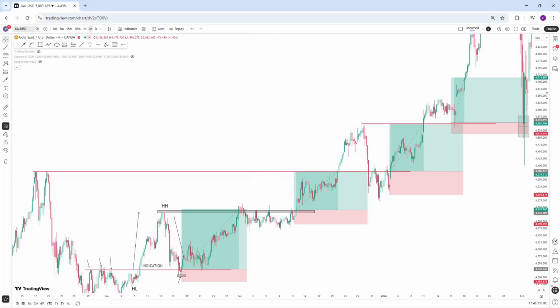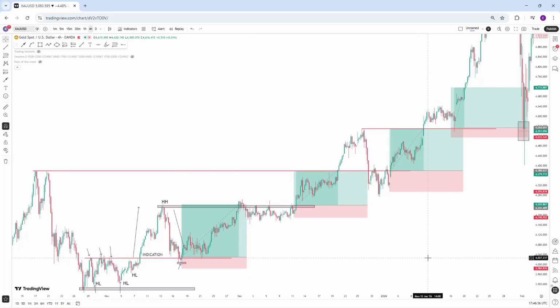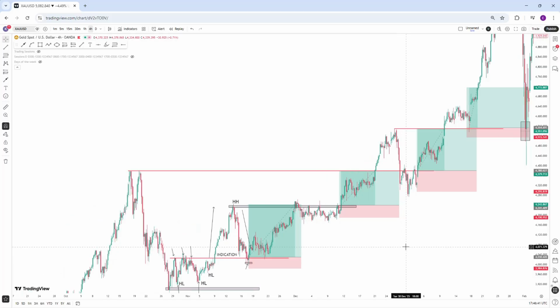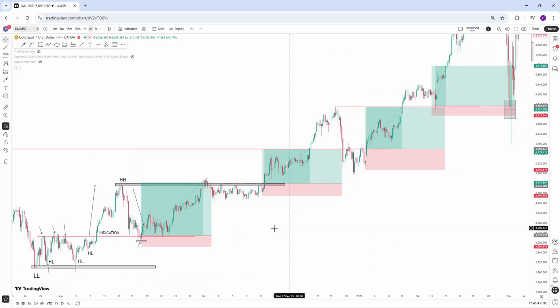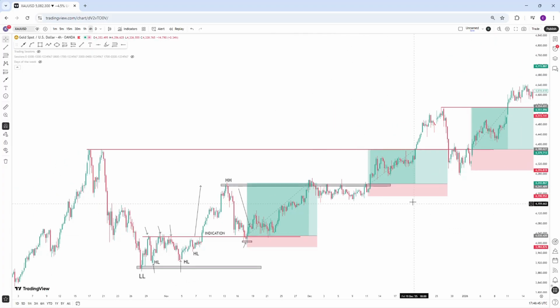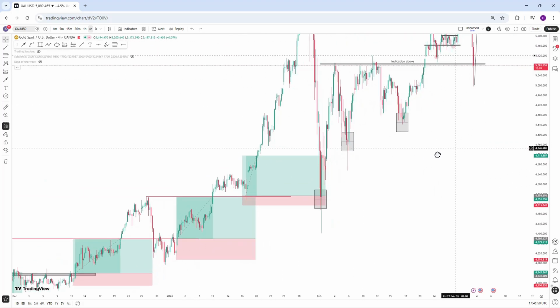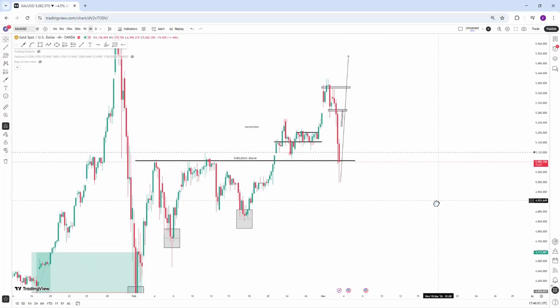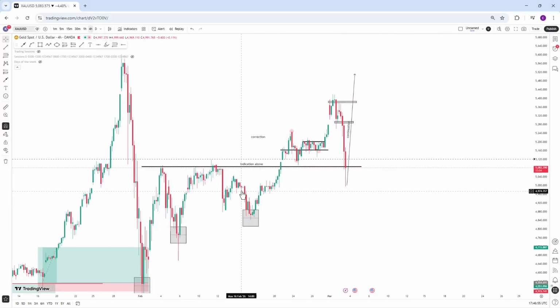So let me just give you an analysis on gold currently right now. So we see that gold broke above here and gave us an indication. I wrote it, indication above here, up to here. So what do we do? Wait for a correction. So you can see that the correction came. We are having a major correction right now.